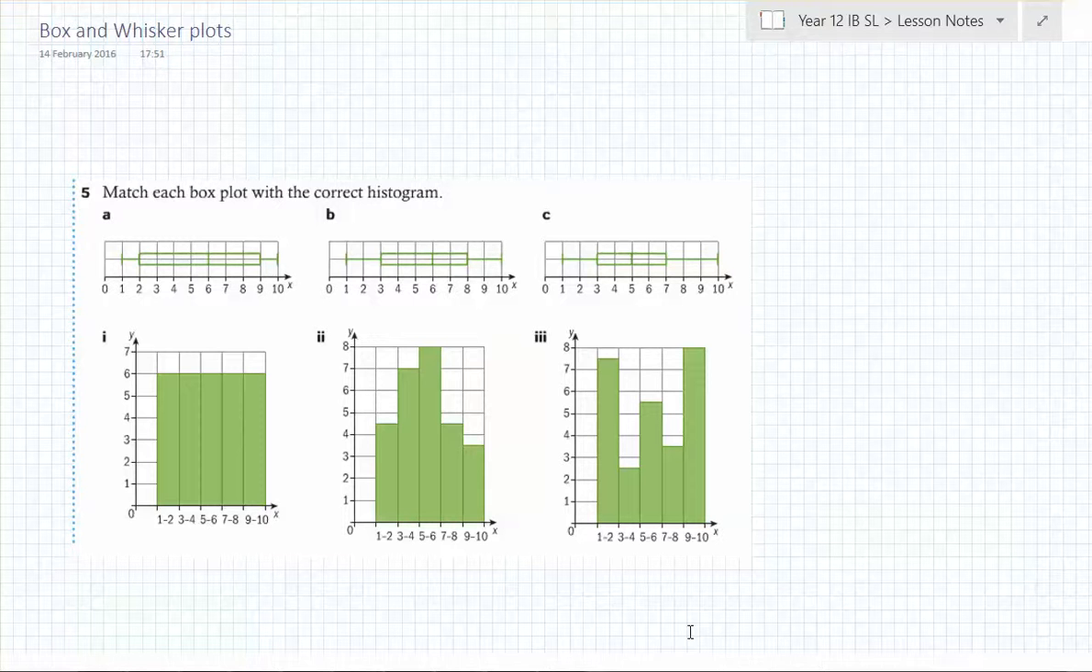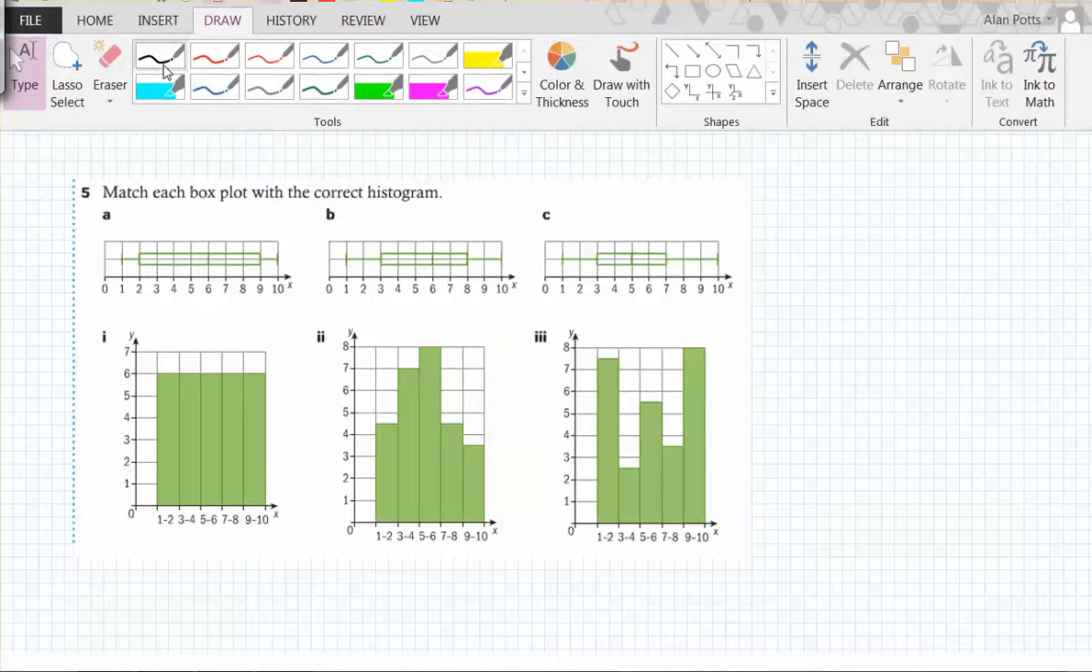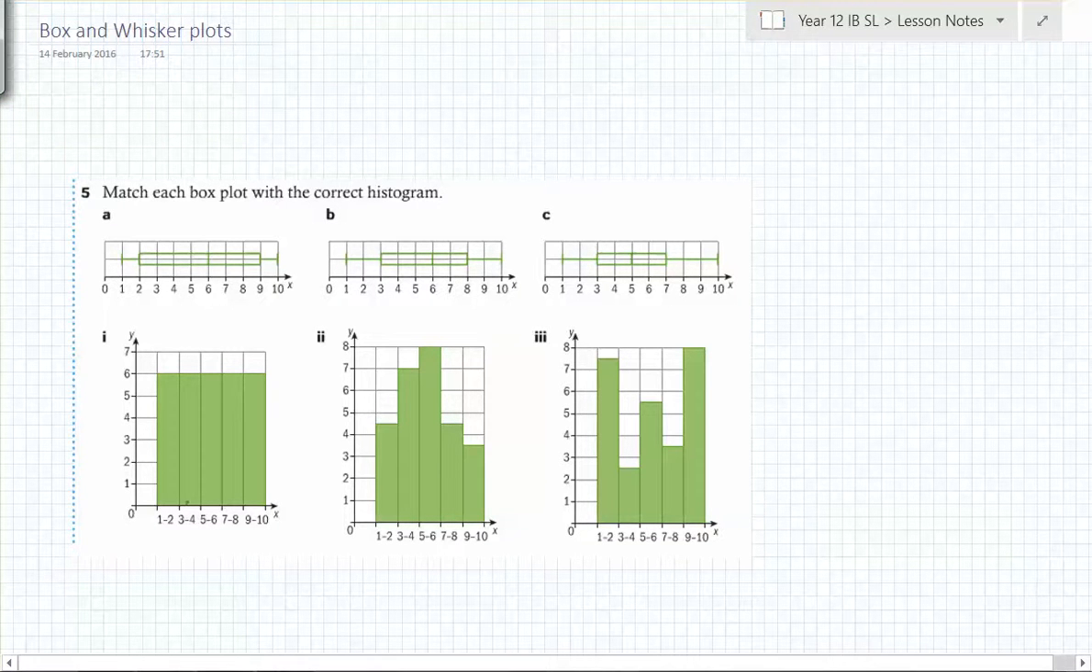So, which one goes with which and why do you think? C and I. What is your reasoning for it? Well, on every diagram you can see that 0 to 1 is absent. The minimum for each one is 1, and you can see it on all of them, so that's one thing. The maximum on them all is 10.